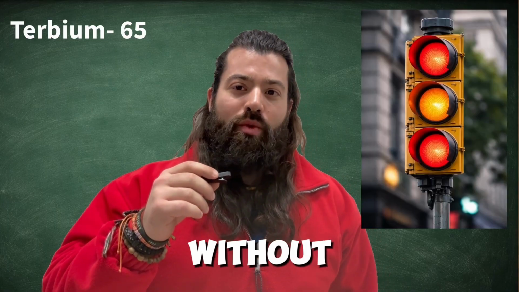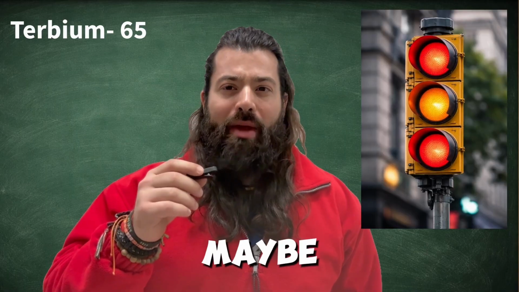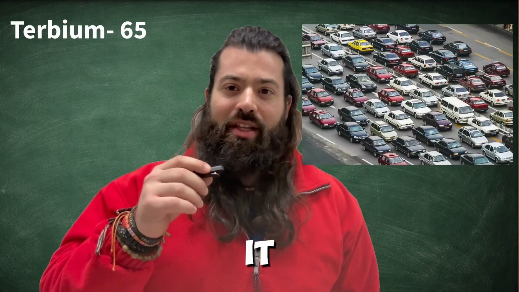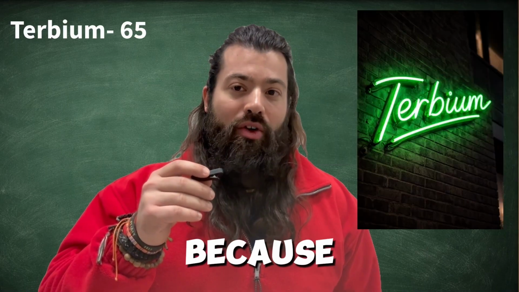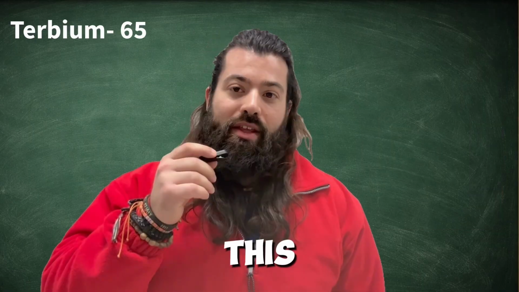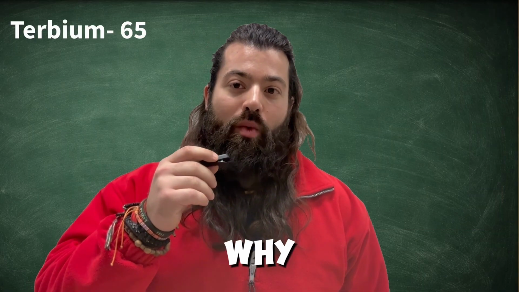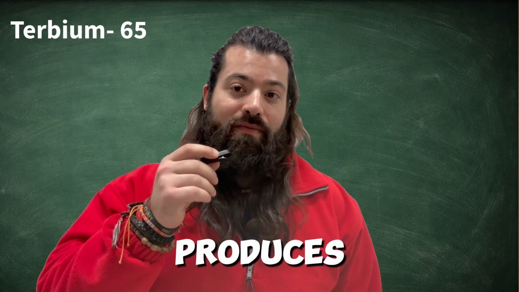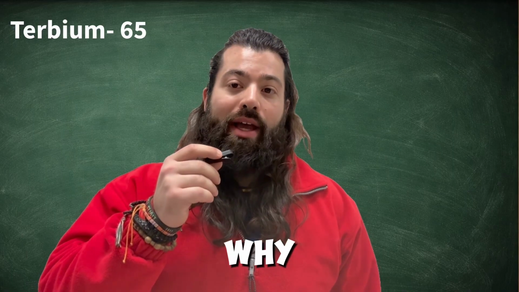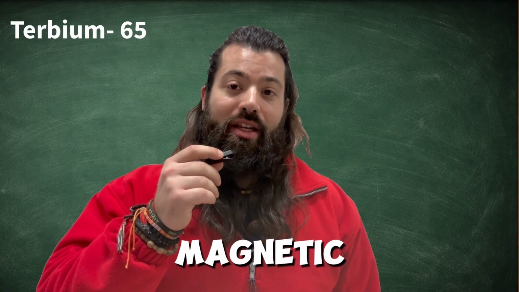Imagine traffic lights without green, only red, maybe yellow. Cars stop, never move, traffic builds up, everyone is trapped. All of this because one element is missing: terbium. This episode, we're going to see together why terbium is used for green light in displays, how it produces very sharp green light, and why it is also used in advanced magnetic materials.